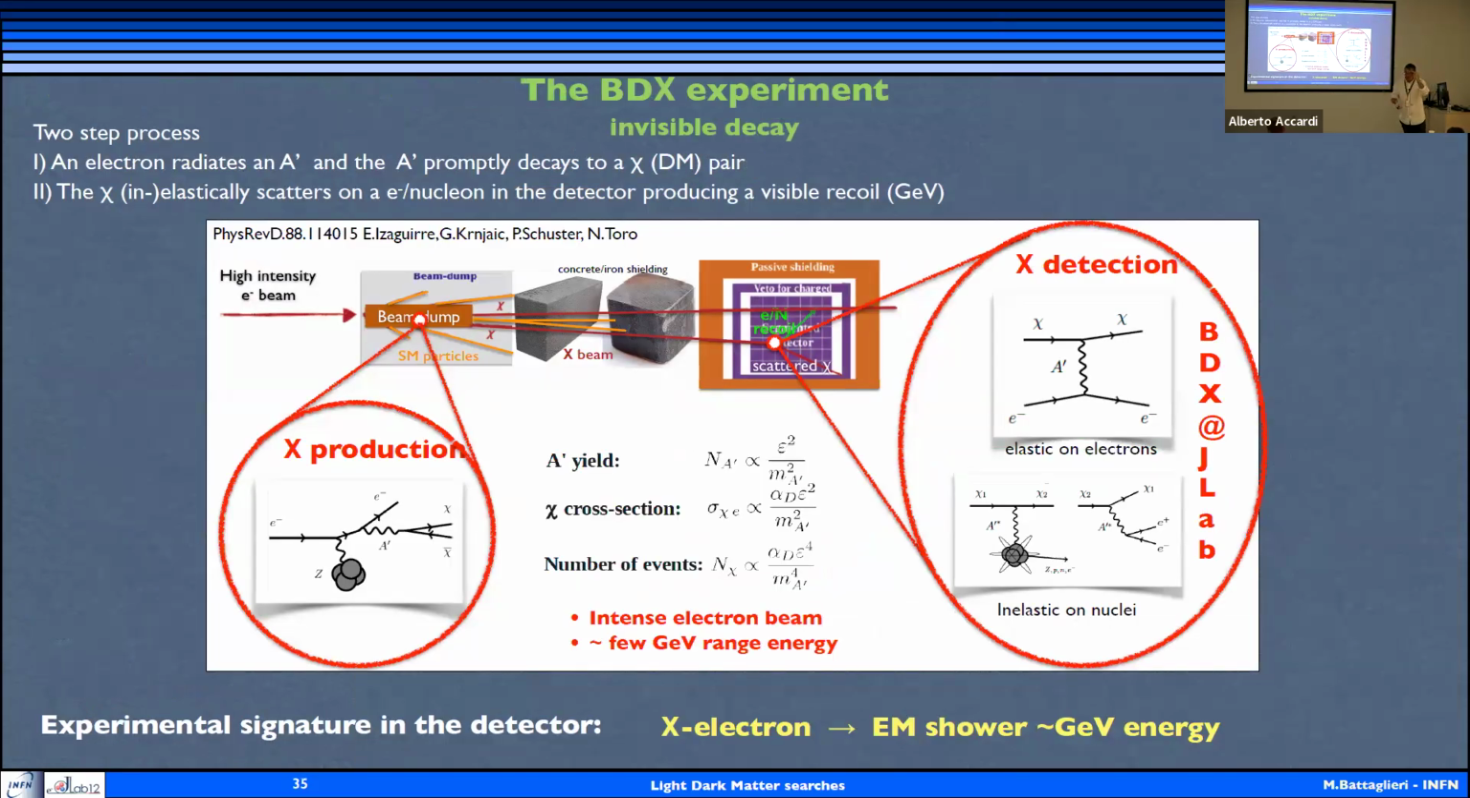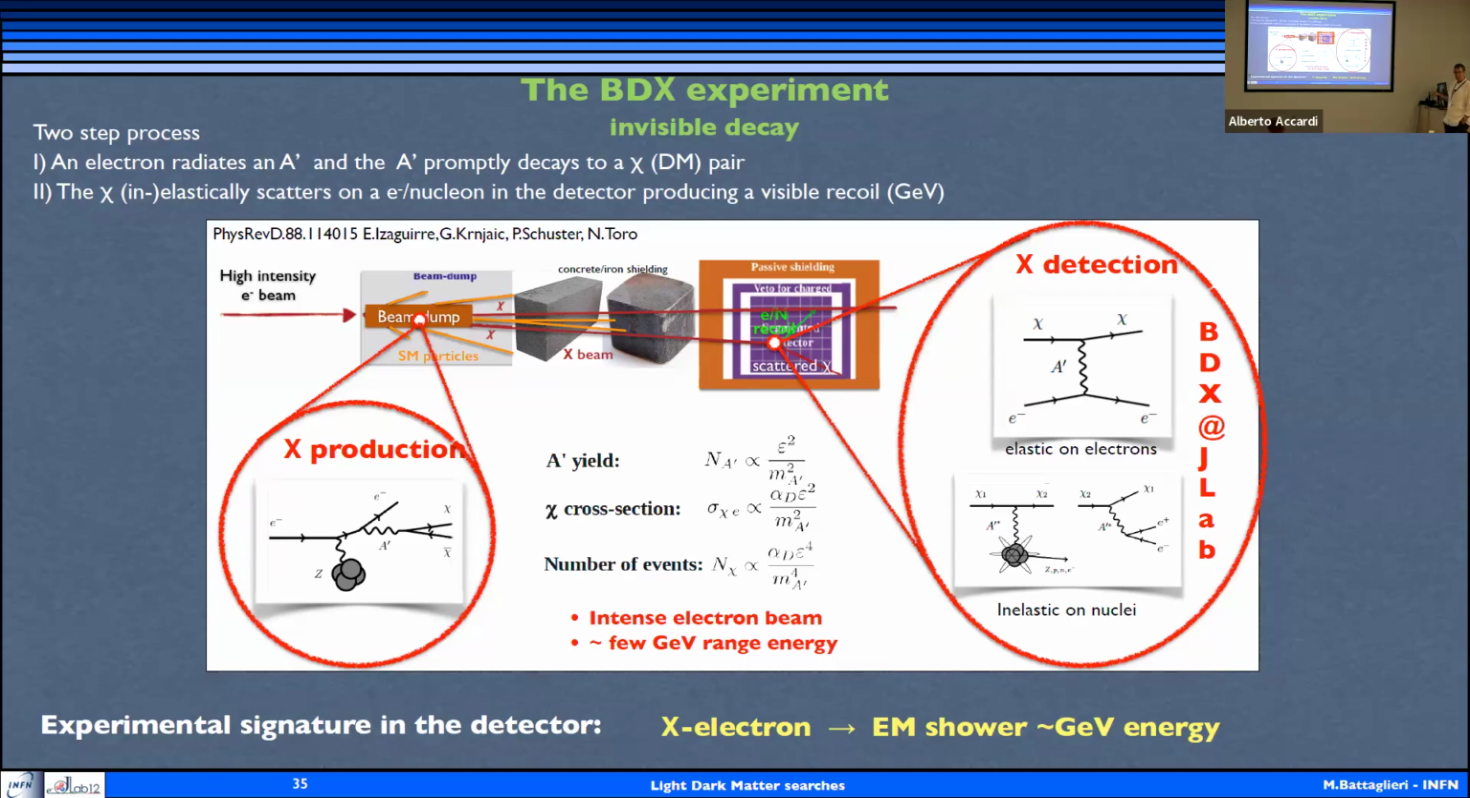BDX experiment is another experiment proposed here at Jefferson Lab. Again, here the idea is beam dump. You throw your high intensity electron beam on a dump, where you produce a lot of particles, standard model particles, and you put a shielding in front of it, as usual for a beam dump, and you have far away downstream a detector that is sensitive to a possible interaction. The way you produce dark matter here is the same way you detect the dark matter in the detector. So this is kind of bad, because you have to produce and detect. That means that your coupling goes to the 4th power of epsilon.